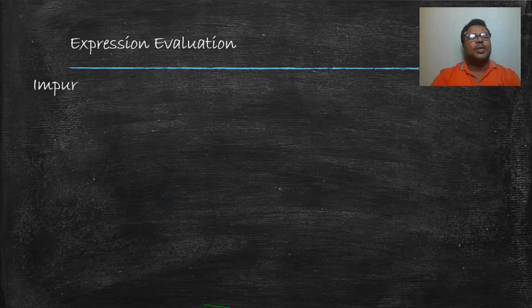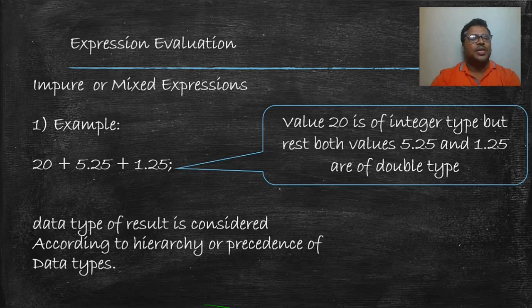Now we discuss the impure expression or mixed expression. One example is given here: 20 or 5.25, 1.25. This is a combination where 20 is of integer type and the rest, 5.25 and 1.25, are of double type. So the data type of the result is considered according to the hierarchy or precedence of data types. That means which data type occupies higher space in memory. We will discuss that in the next tutorial. But understand this is an impure or mixed expression. That's why in a mixed expression it is not easily predictable which type of result there will be. We have to consider which data types are used, and how we find the resultant value.